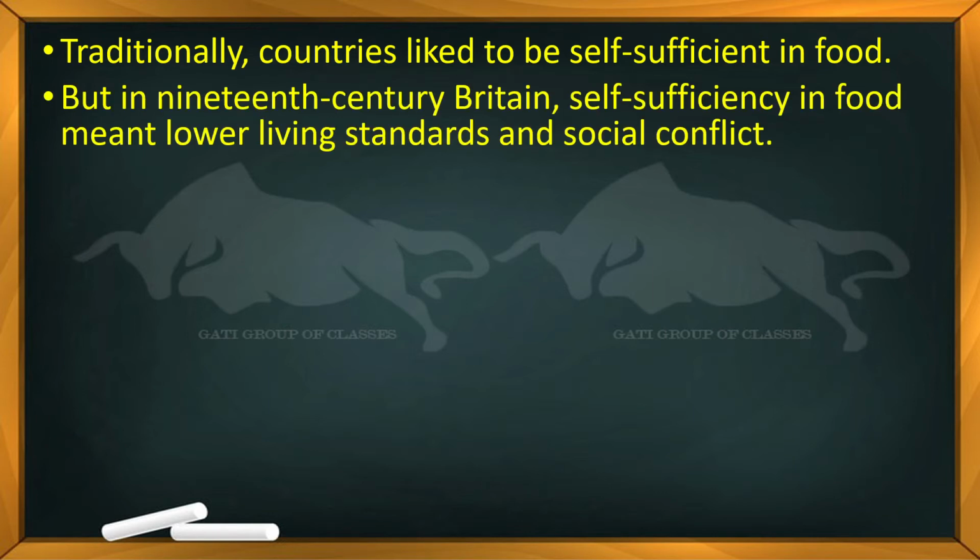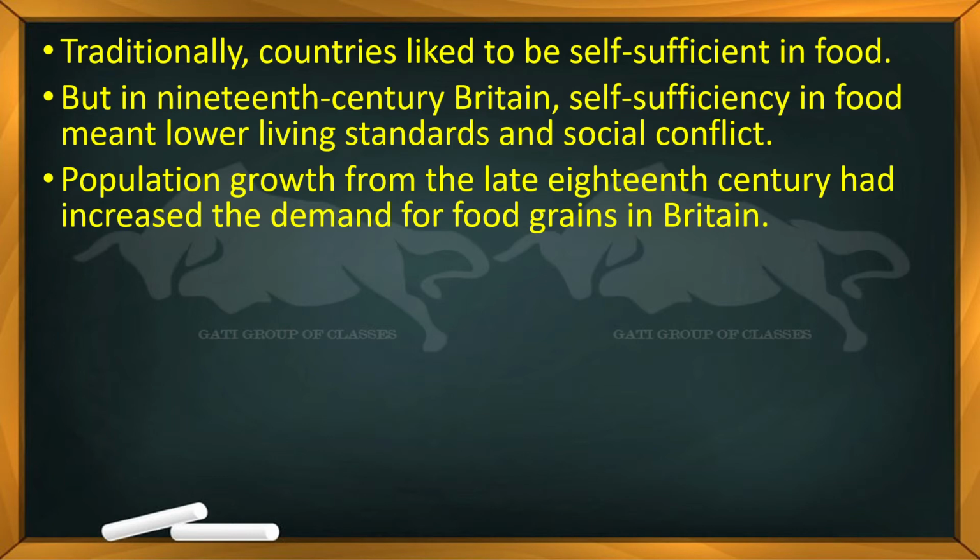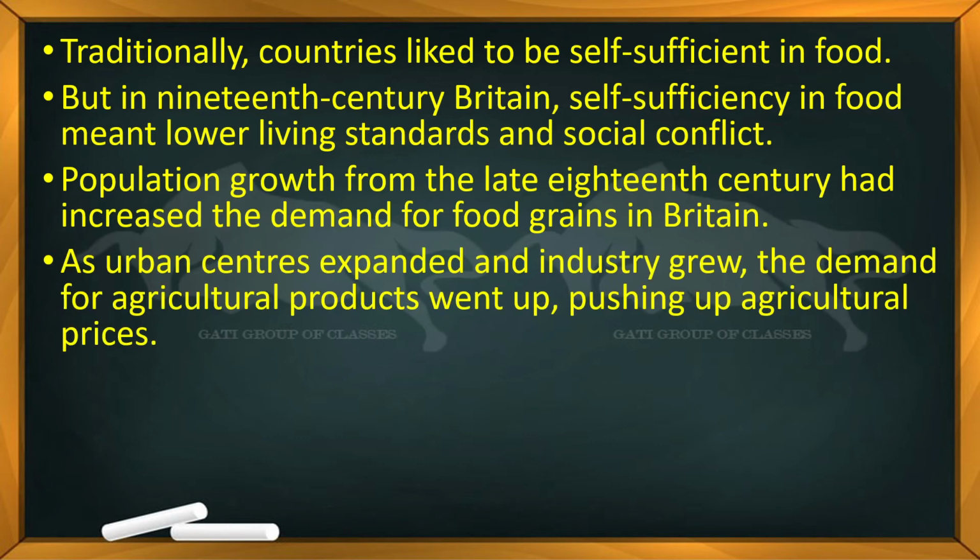But in the 19th century, Britain was not in a condition to be self-sufficient. If they tried to become self-sufficient, the living standard would fall, because prices would be high and there would be much social conflict, and population growth was already going on. So food grains were in demand at that time in Britain. As urban centers expanded and industry grew, the demand for agricultural products went up.